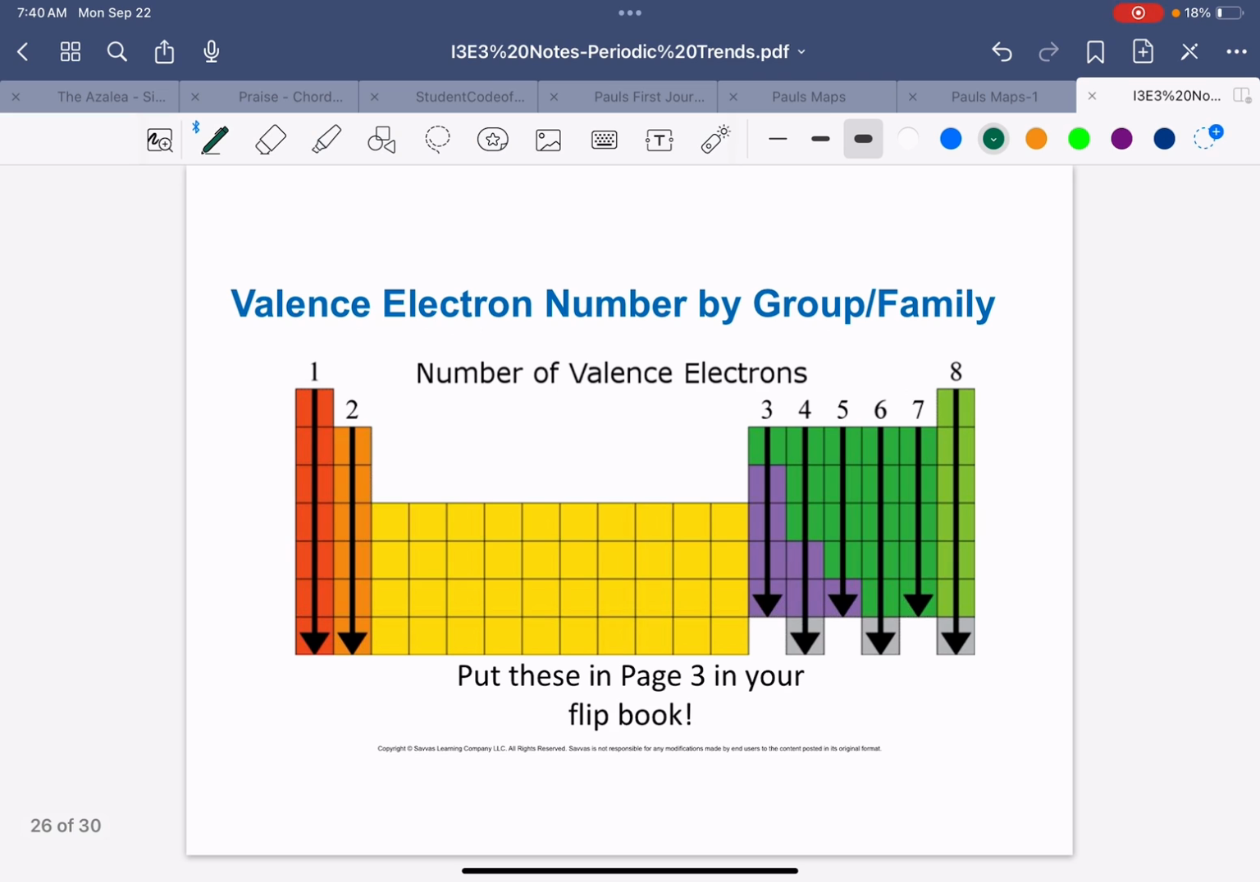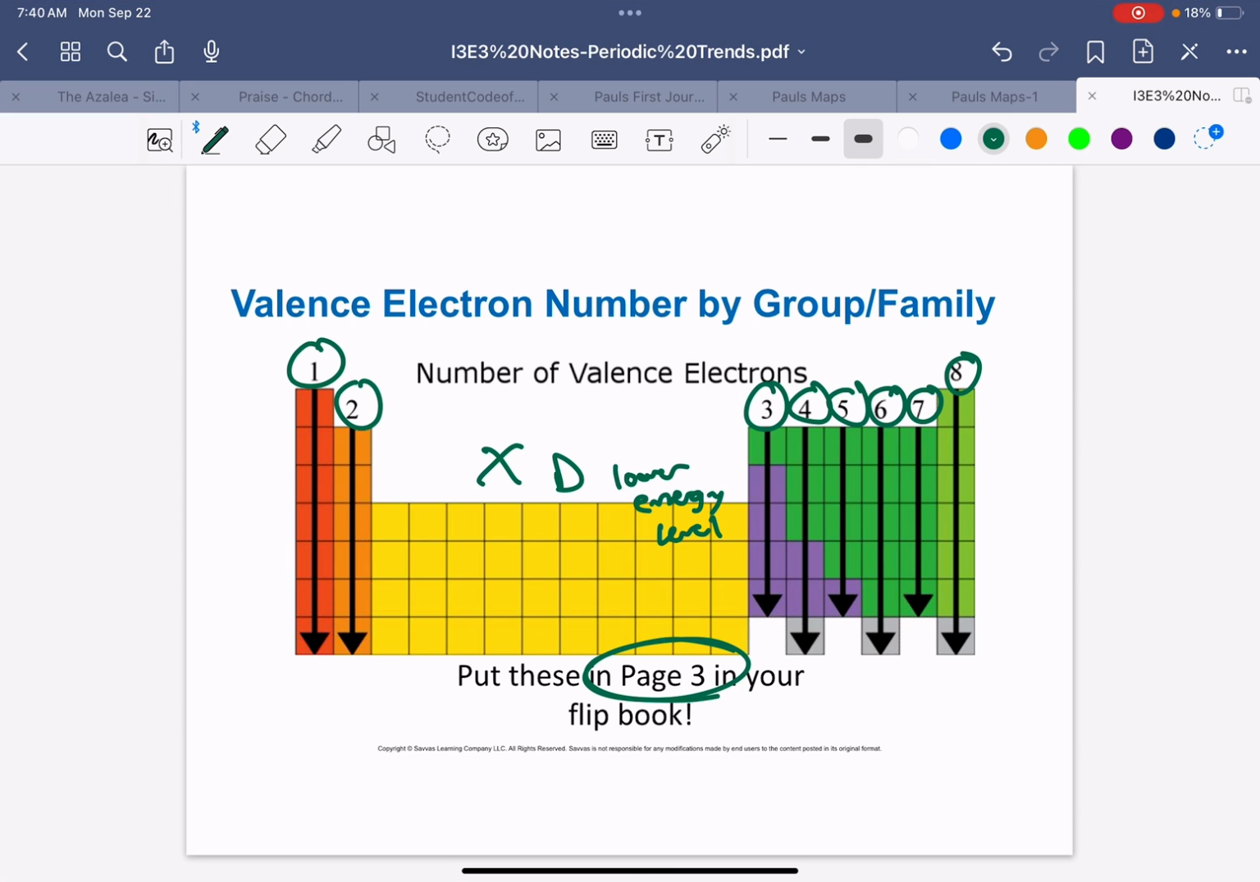So let's go to page 3 in our flip books, and let's find the periodic table and write in the number of valence electrons. 1, 2, 3, 4, 5, 6, 7, 8. We're going to skip the D block because remember, they're in a lower energy level. But what about losing and gaining electrons? Well, it's going to depend because what we have is the ability to either lose or to gain up to 8.